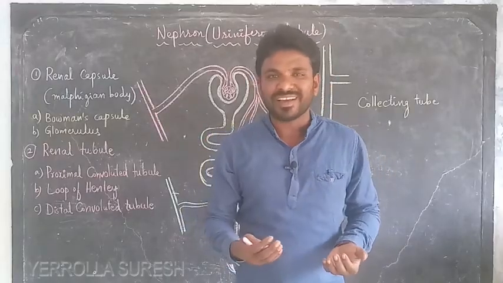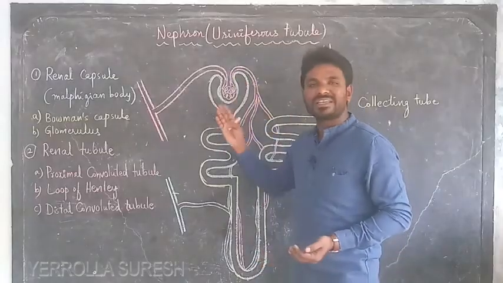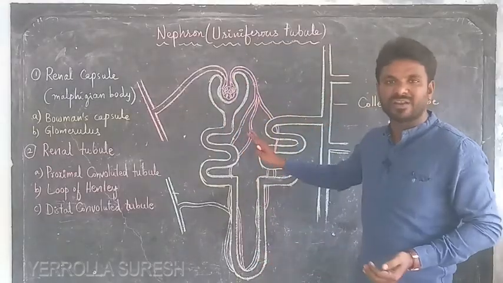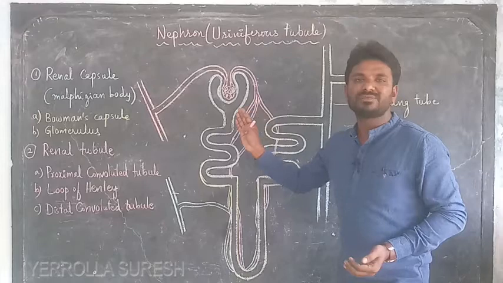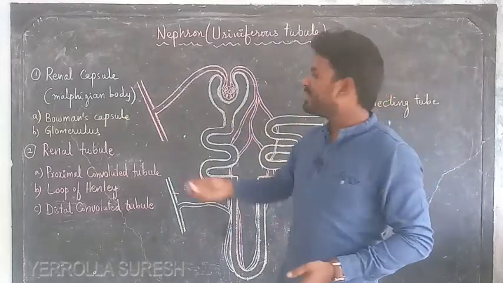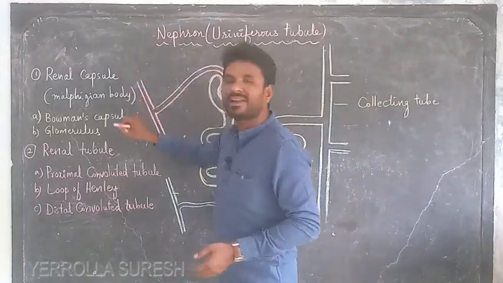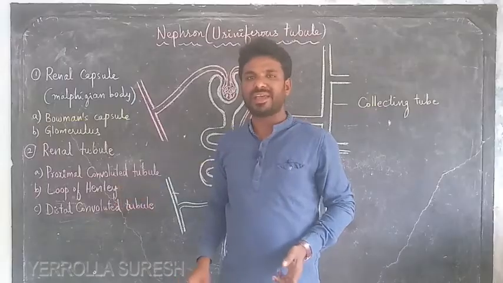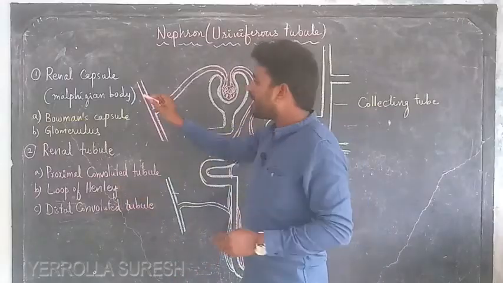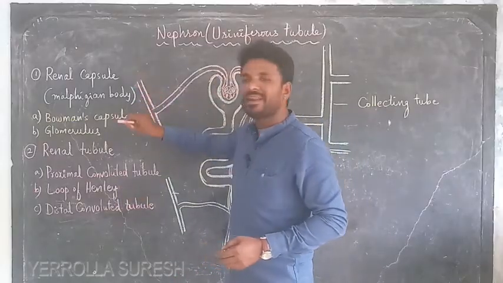Then how is nephron? The structure of nephron is like this. This is the diagram of nephron. Each nephron has mainly two parts in it. They are renal capsule and renal tubule.